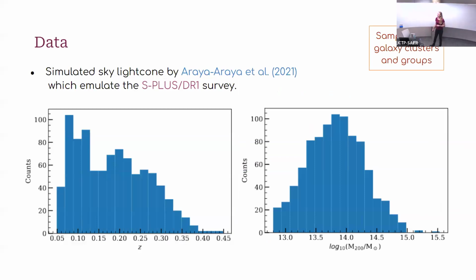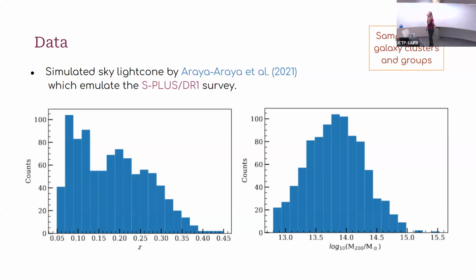So here we are using this simulated catalog from IAG 2021, which was created to reproduce the first data release of S-PLUS, which is just these striped two areas. And here I have a sample of 919 galaxy clusters and groups. You can see the redshift distribution here from 0.05 to 0.45, which is the same range of S-PLUS. And also these ranges of masses that go between 12.8 and 15.5.